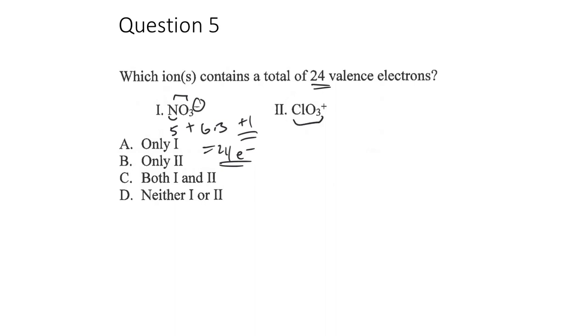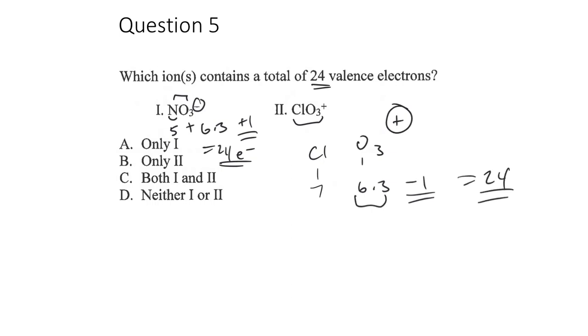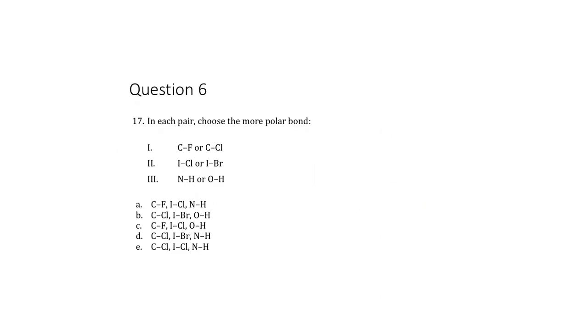And then ClO3 with a positive charge: chlorine has 7, oxygen has 6 times 3, and then we have to remove an electron for the positive charge. And so this is 24: 18 plus 7 is 25, minus 1, so that goes to 24 as well. So both of them have 24 valence electrons.